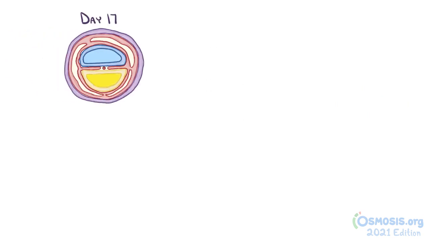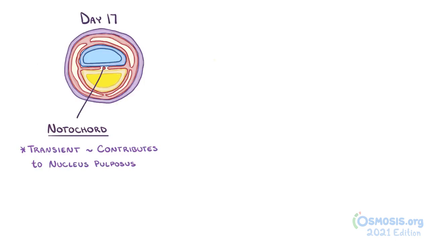Around day 17, a group of mesoderm cells form a solid rod of cells, kind of like the shaft on an arrow, and this structure is called the notochord. The notochord is a transient embryonic structure, meaning that it doesn't actually exist as a structure in the adult. In fact, the only remnant adults have of the notochord is that it contributes to the nucleus pulposus, which is the jelly-like center of the intervertebral discs.